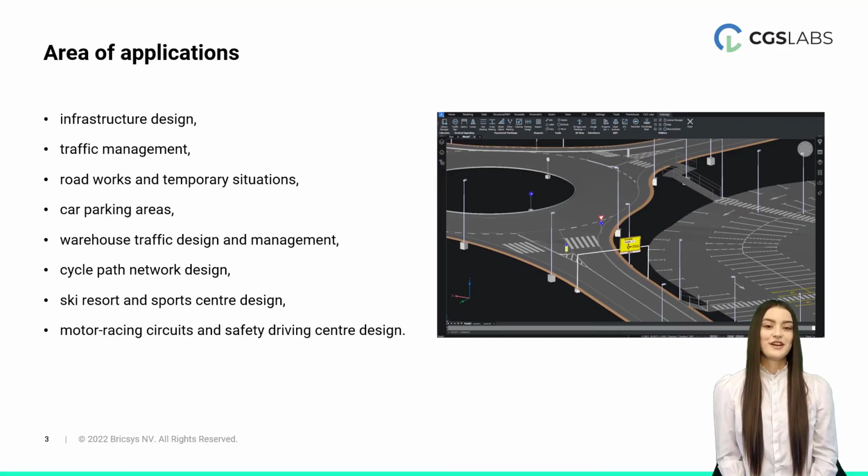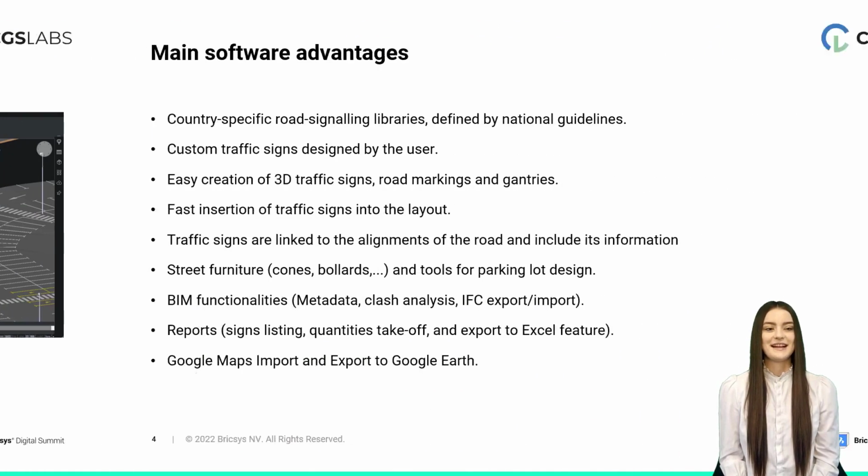AutoSign is a professional software solution for planning traffic signs and road markings in both urban and inter-urban road infrastructure, redesigning the traffic flow, or implementing new practical solutions to any problem that traffic engineers may face. It also provides tools to design details of parking facilities, such as delimitation lines, vertical signaling, height control gantries, and more. Besides, it is also used for warehouse traffic design and management, cycle path network design, ski resorts, sports center design, and safety driving center design.